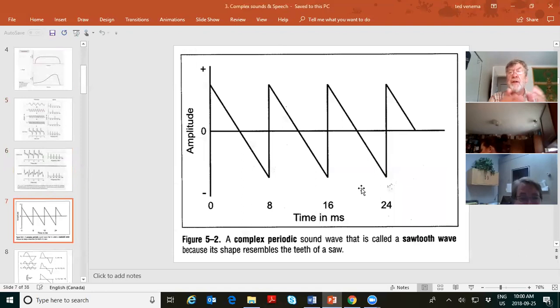Now look at the triangular wave, or this is a sawtooth. Looks just like a sawtooth. Okay, a complex periodic sound wave that is called a sawtooth wave because its shape resembles the teeth of a saw.